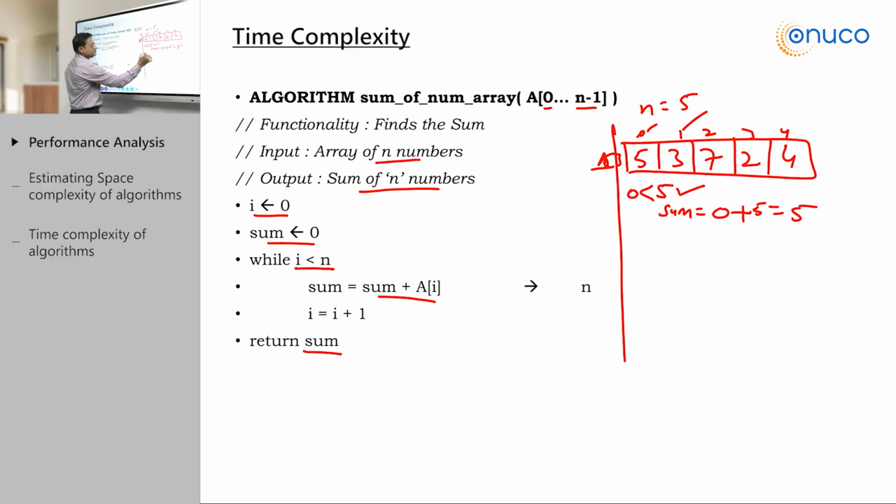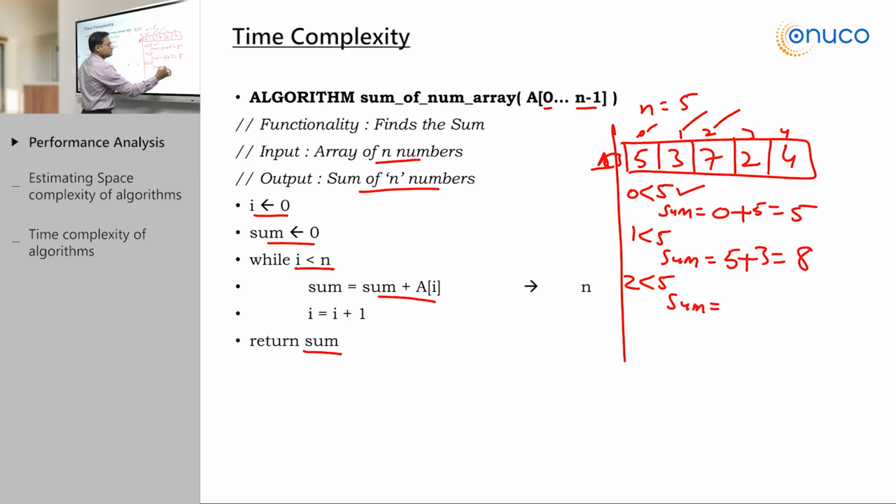Is 1 less than 5? Yes. Then you are going to write sum is equal to sum plus a of i. The new sum is 5 plus a of 1, which is 3, equal to 8. Now the new sum is 8. Similarly, i is equal to i plus 1, i increases. Now again you check, 2 is less than 5? Yes. Then sum is equal to sum plus a of 2: sum is 8 plus 7 is 15. Again i is equal to i plus 1.